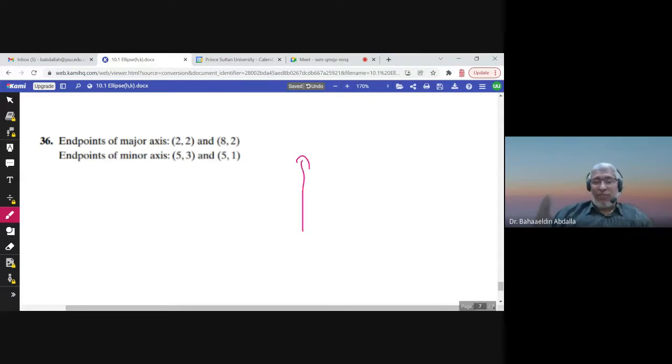Sketch the information. Endpoints of the major axis: 2, 2 and 8, 2. So this is the major axis. Well, what is the length? You can find the center. This is 2, 2. This is 8, 2. Where is the center? The center is the midpoint.